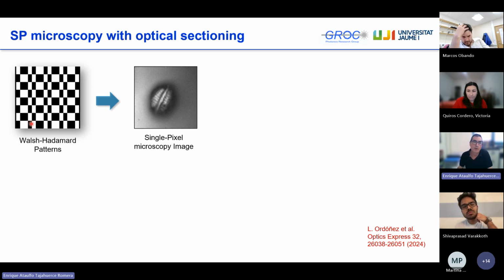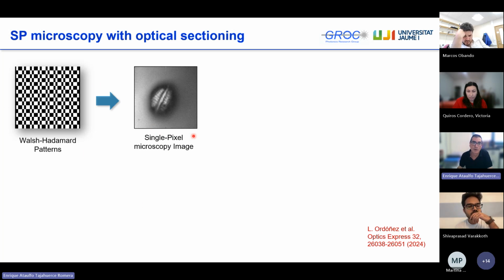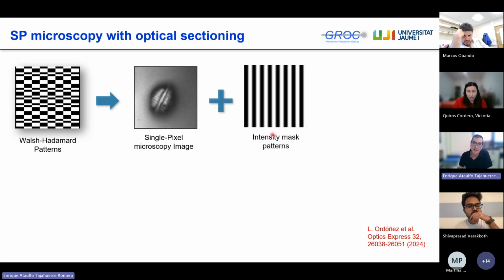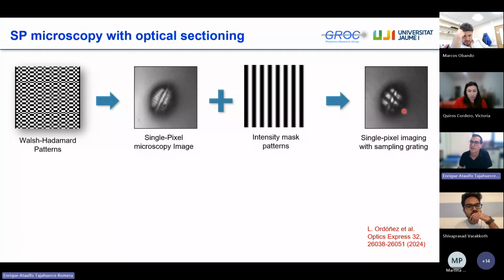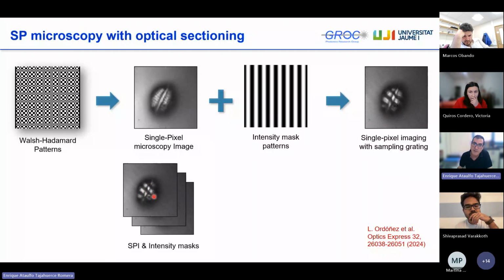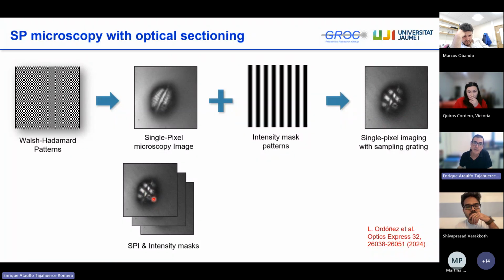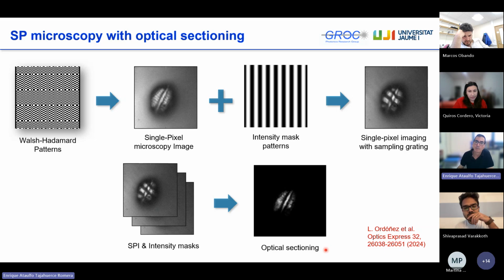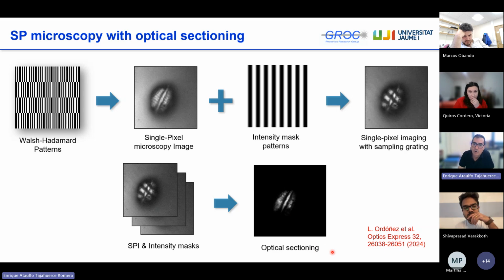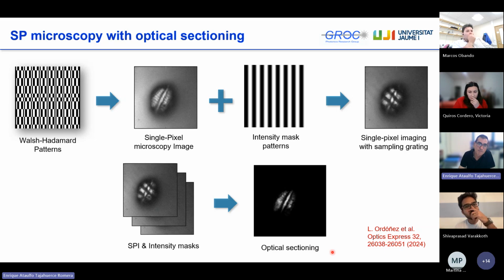This is what we do. We project Walsh Hadamard patterns onto the objects. We combine them with the gratings, apply phase shifting algorithms, take a collection of images with the gratings with different phases, and finally with this we obtain the optical sectioning, all this done with a single pixel detection.